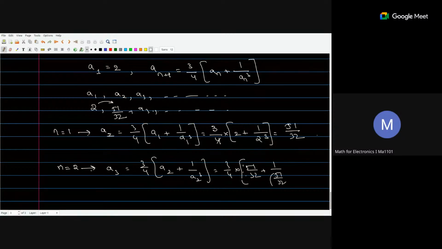So 51 by 32, right now you can use your calculators. Just use the calculators and see what happens to this number, and so on and so forth. Then you will get a sense of the sequence. The sequence is decreasing. If it is decreasing and has a lower bound, I can use MCT and say this has a limit value. Okay, and that I will come to later.